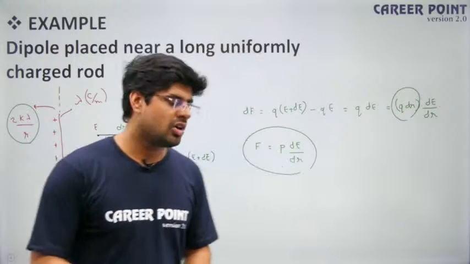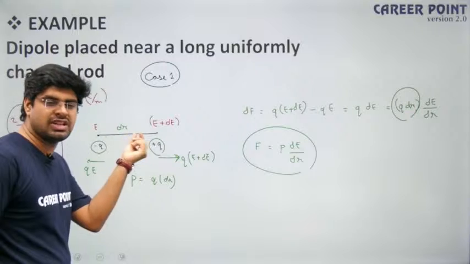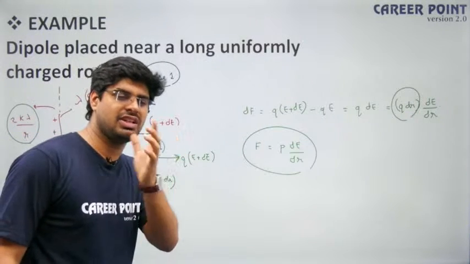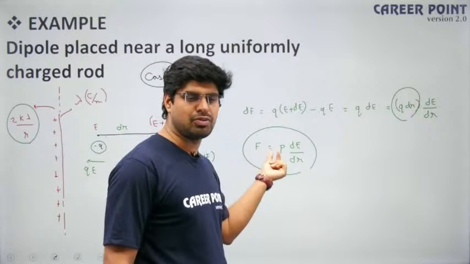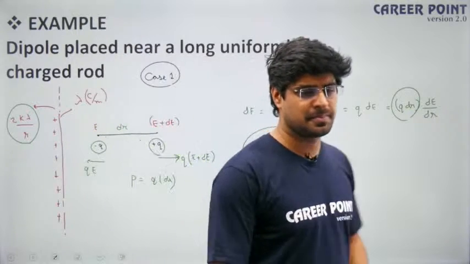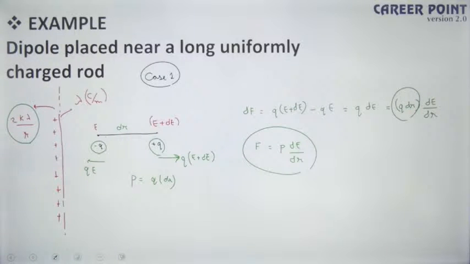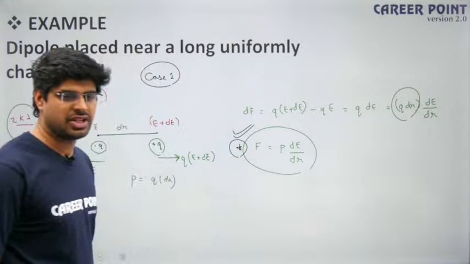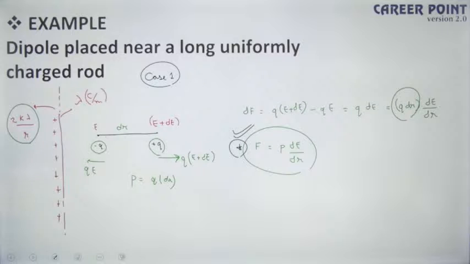So here I considered E, and at a point which is very nearby, at a very small distance from here, I have considered E plus a small change in electric field dE. And that's how I have derived that the force experienced by this dipole is equal to P dE by dr. No problem. Clear? Okay. So this expression you have to remember, it will be useful whenever we are doing questions in future. Okay, so let's proceed to case 2.